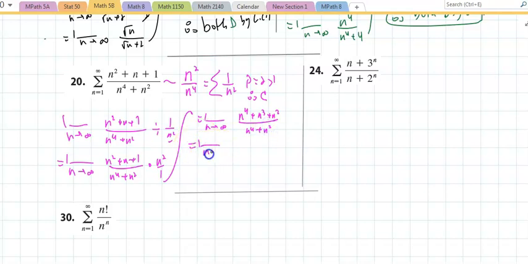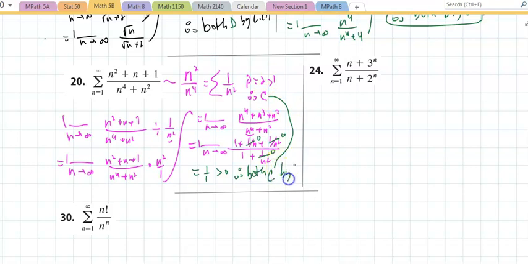I am going to divide by the highest power term of the denominator, make that a 1, plus 1 over n squared, 1 plus 1 over n plus 1 over n squared. Those will zero out. I'll get 1 over 1, which is bigger than 0. Therefore, they both converge by the limit comparison test.